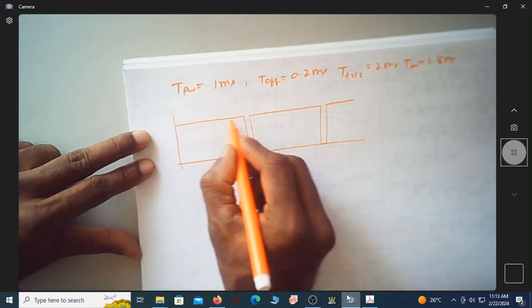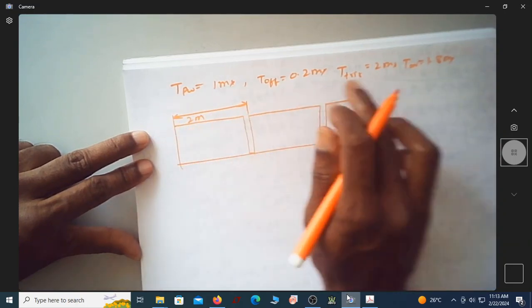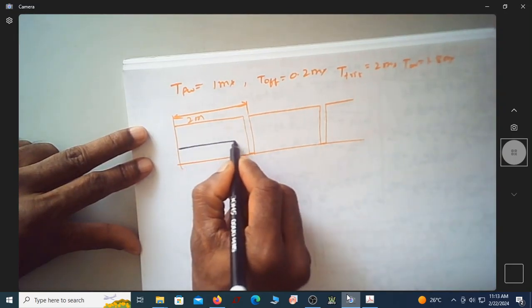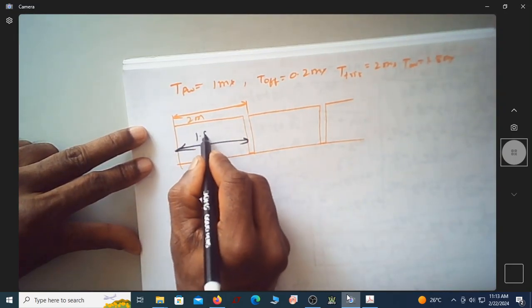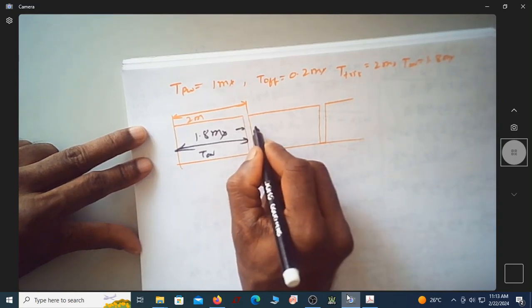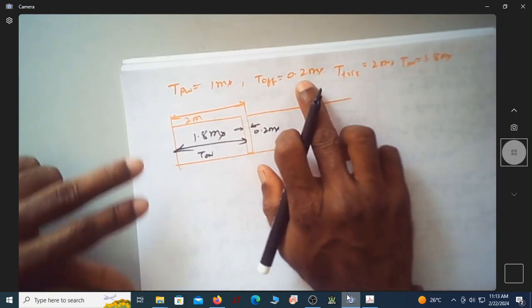So how much is this? From here to here it is 2 millisecond, that's what this is. From here to here it is 1.8 millisecond, this is your on time. This is how much? This is 0.2 millisecond, that's what is off time.